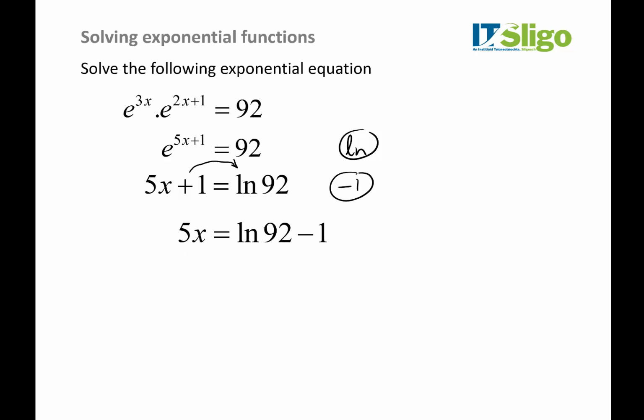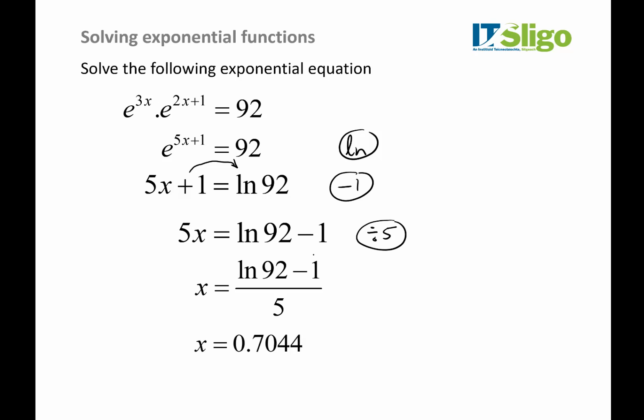And finally then we have 5x is equal to this. We want to get rid of the 5. It's joined on by multiplication. We divide both sides by 5. And again, strongly recommend that you leave the calculator until the very last step. And when we calculate this out, this is our answer.